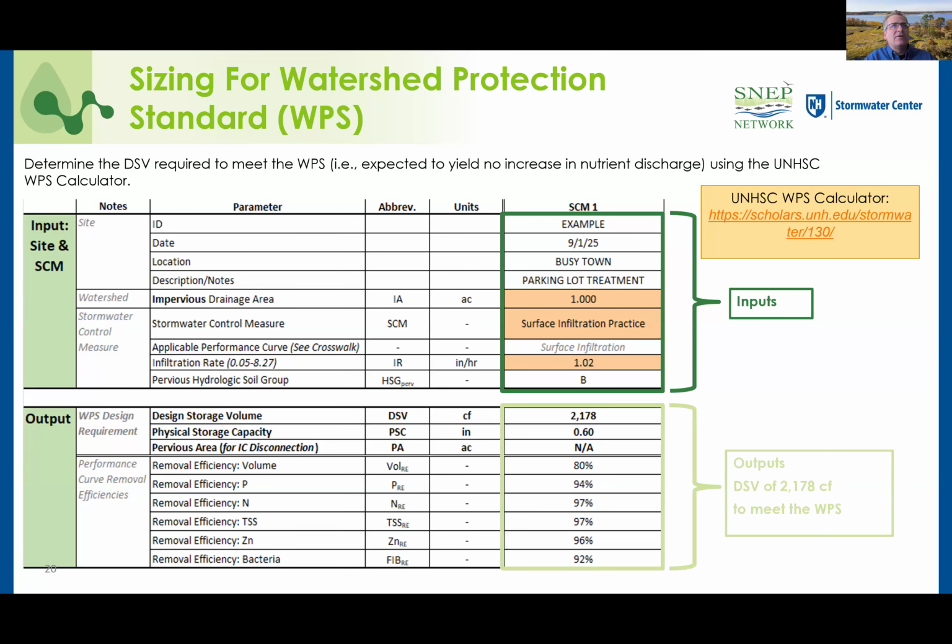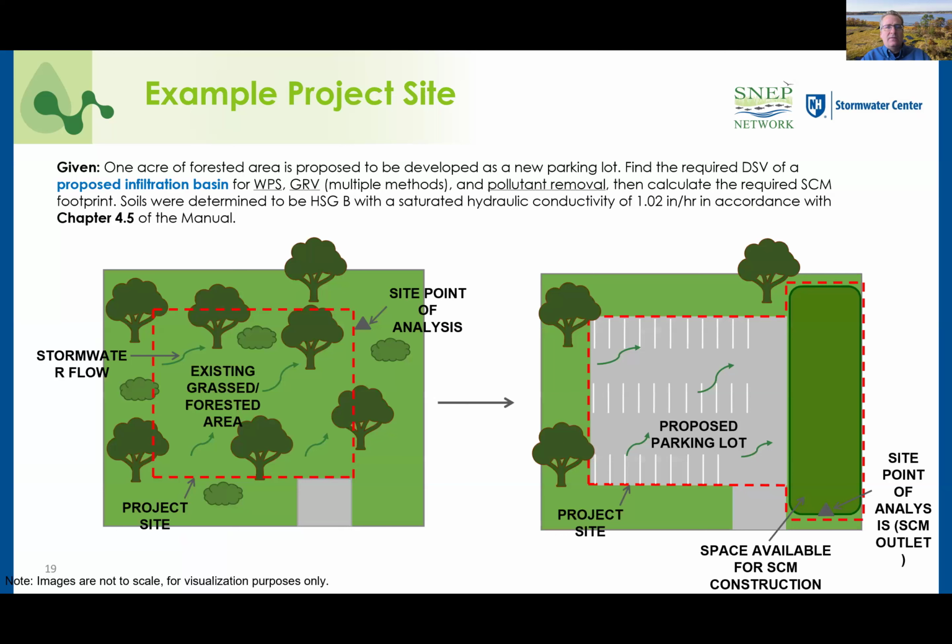I think what I want to do now is switch over to the calculator. But first, I just want to give a basic example of how this would be implemented. Very rudimentary: you have some type of land use change, in this case, a parking lot. We're assuming an infiltration rate. The four things that you really need to know to use the calculator are, first, the area of impervious cover, which is usually in acres.